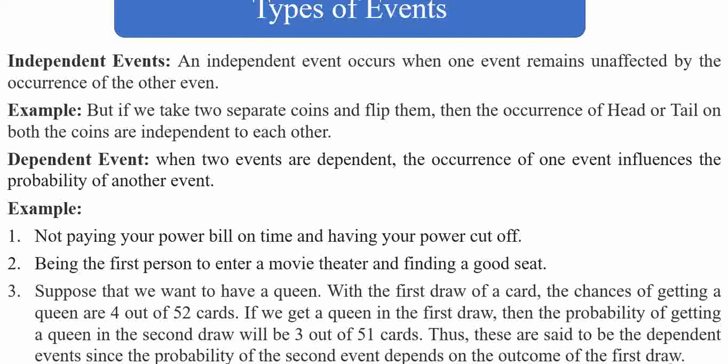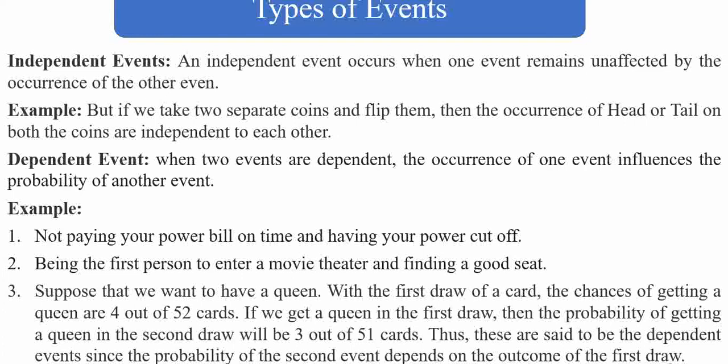Independent events occur when one event remains unaffected by the occurrence of the other event. You can define this as independent events where the probability of occurrence of one event is not affected by the probability of occurrence of the other events. So the same definition, but the wording is different.